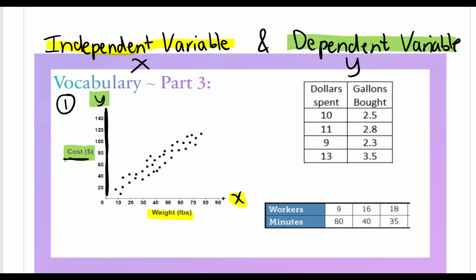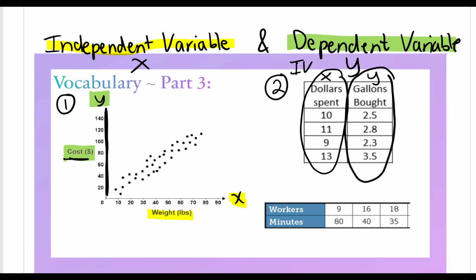Okay, in number 2, we have a table. This is x, this is y. So the first column is an independent variable because independent is x. On the right column, y, this is the dependent variable because it's y. So la primera columna es x, entonces ese significa es la variable de independiente. Y la segunda columna es y, entonces ese significa es la variable dependiente.